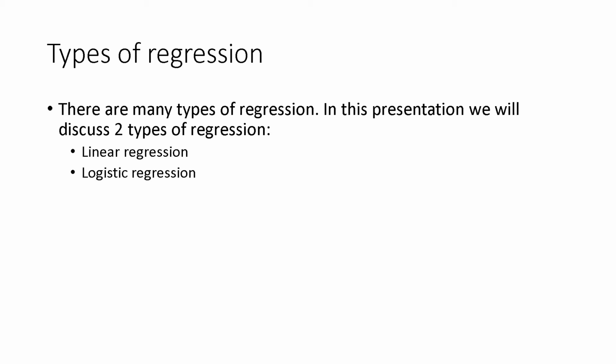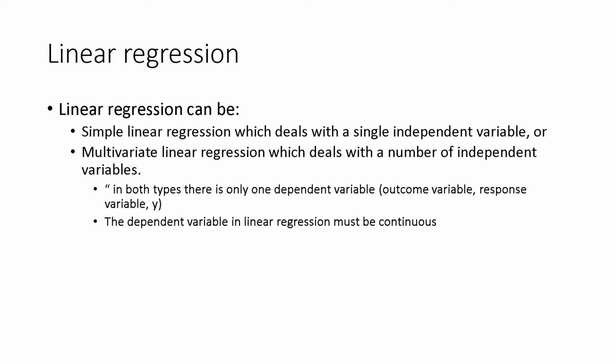There are many types of regression. Poisson regression, Cox proportional hazard regression, polynomial regression, hierarchical regression, many forms of regression. In this presentation, I will focus on two general forms of regression. The first is linear regression, the other is logistic regression. Linear regression can be either simple linear regression or multivariate linear regression. Simple linear regression deals with a single independent variable. Multivariate linear regression deals with two or more independent variables. Remember that in both types, there is only one dependent variable.